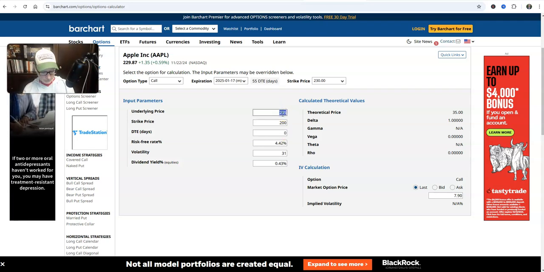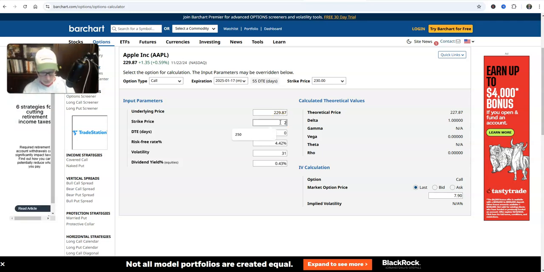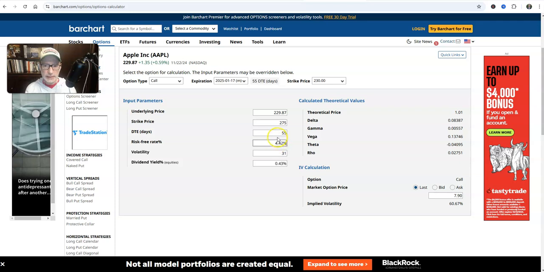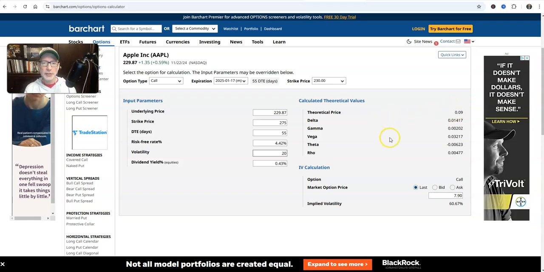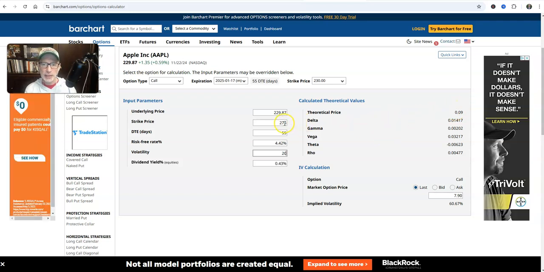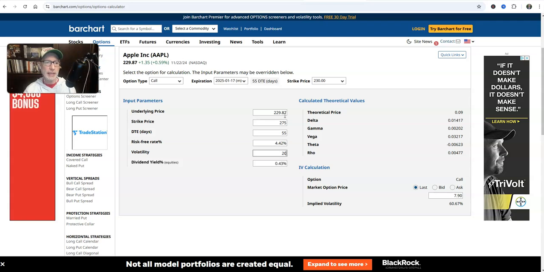Now let's go back and look at that deep out of the money option, that 275 call with 55 days left. And what was the value of that? Let's bring this back down to 20%. Okay, so the option contract was worth 9 cents. That's what you can buy it for. And your break even is $275.09. So Apple really has to go up about $45 in order for you to make money on that thing.